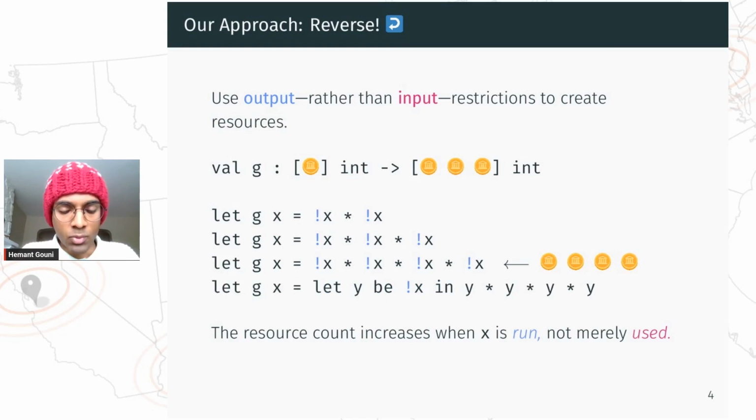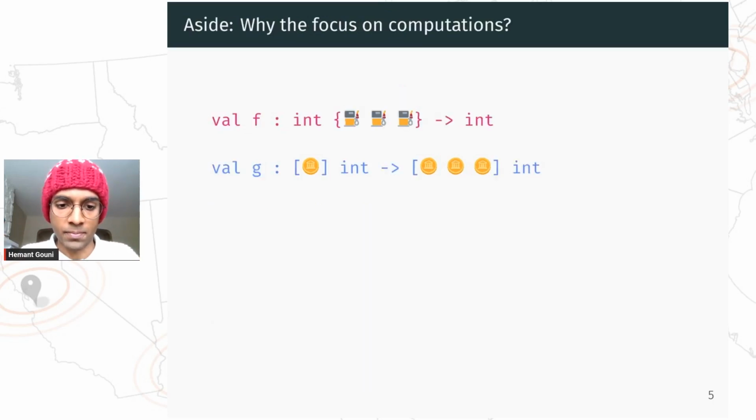In particular, because we're tracking the number of times the computation sitting inside of x is run, and not the number of times some variable is used, you can for instance run the computation sitting inside x, bind the result to y, which only produces a single coin so far, and then use y as many times as you want, where y is an integer. Because again, what we care about is not the number of variable usages, but the running of computations.